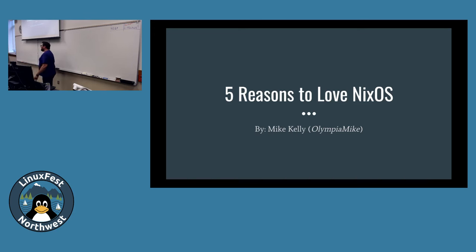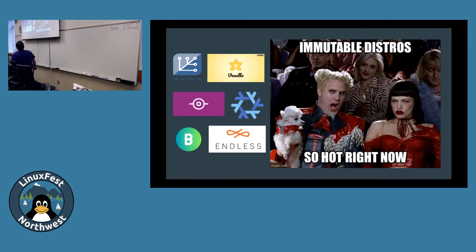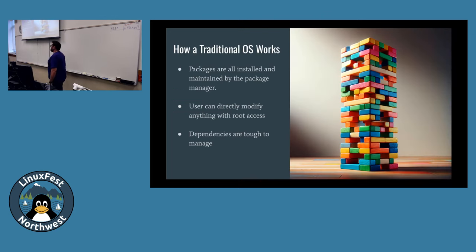All right. So I don't know if anyone else has been aware the last couple years, there's a kind of hot buzzword, immutable. It's everywhere, isn't it, right? It's so hot right now. Like, every major distribution has some immutable version these days. And of course, then there's ones that have sprung up that are immutable first. But what the heck is an immutable system?